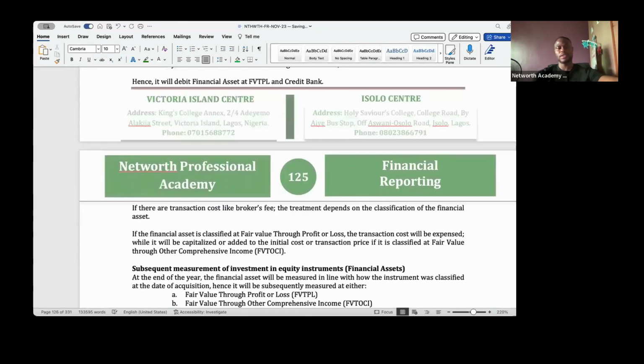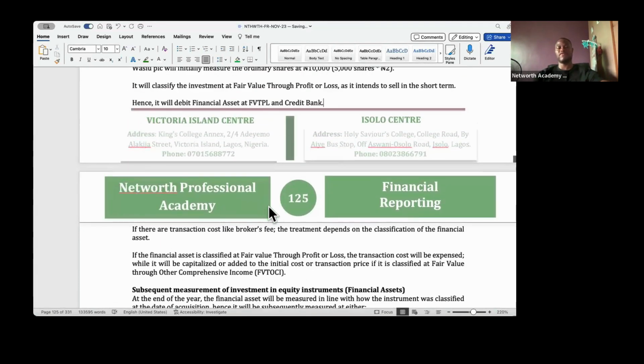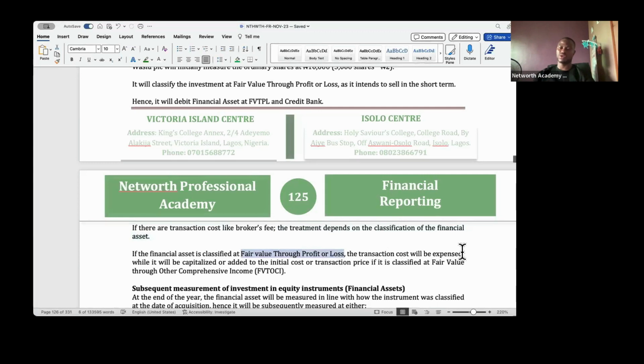Then going ahead, I talked about transaction costs, like stockbrokers' fees. Usually when you want to buy shares, you use a stockbroker and you have to pay that stockbroker. So how do you treat the money you pay to the stockbroker, which you call transaction cost? The standard said the treatment of these brokers' fees depends on how you have classified the financial asset. If you classify the financial asset at fair value through P&L, the transaction cost will be expensed.